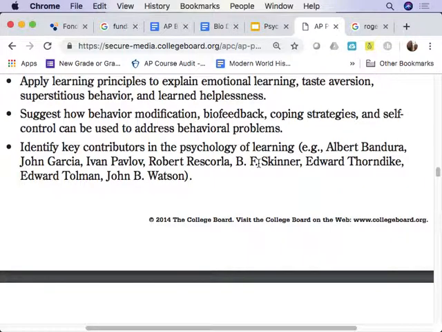Oh, can you write down shaping and star it? Don't you feel like you see a shaping question on every single practice test we've had? What is shaping?